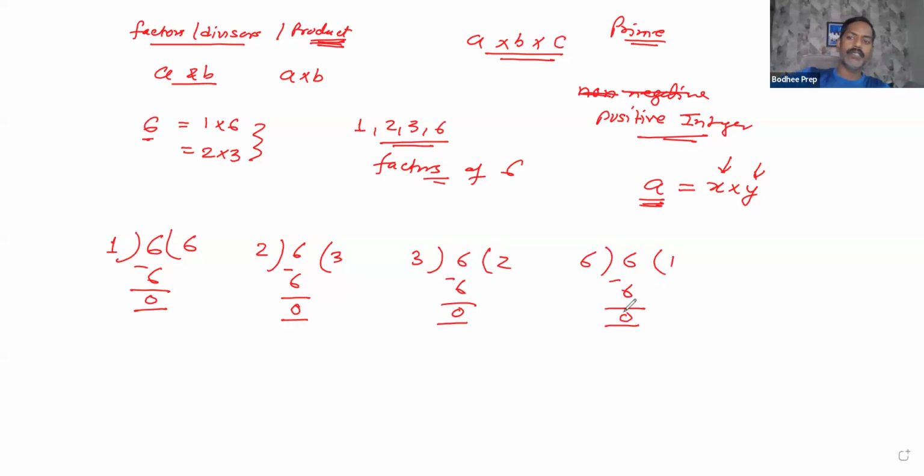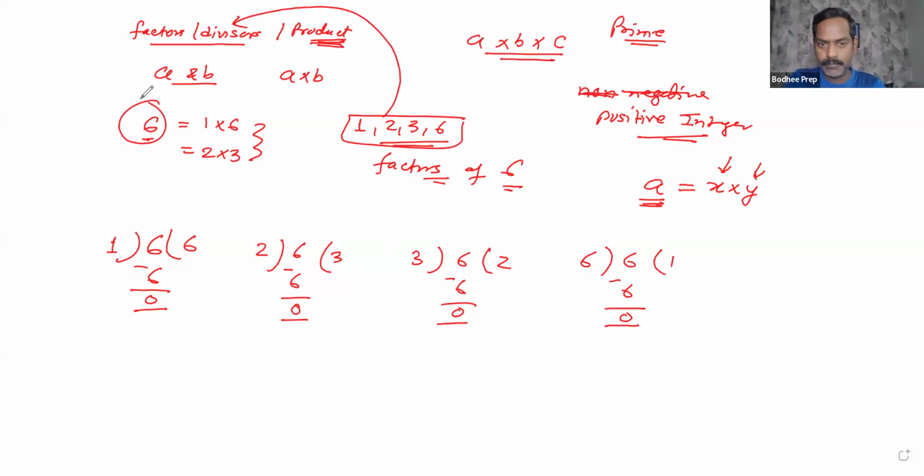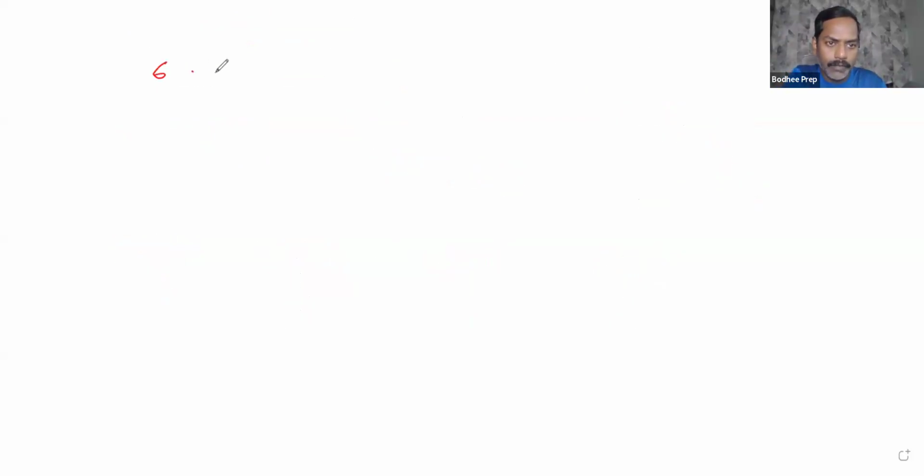So in each of these cases, if this is a factor of 6, when we divide the number by its factor, we get the remainder 0. So we can say that these numbers are also divisors of 6, right? I hope you have got the relationship between factors and divisors. We can use the words interchangeably, but this is how they are closely related. Now, for 6, we have got the factors to be 1, 2, 3, and 6.